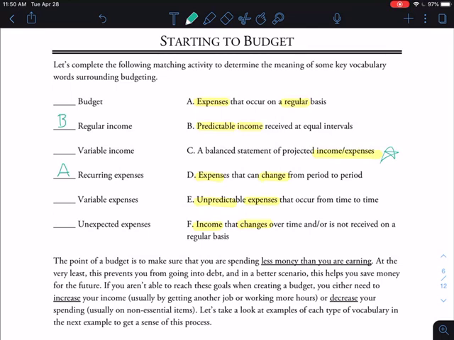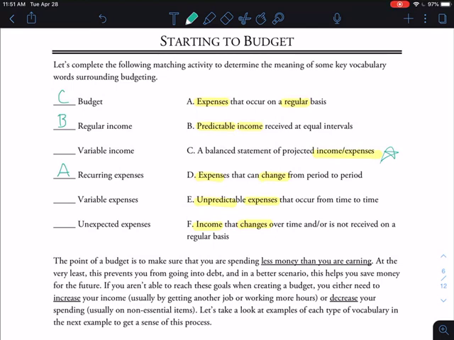Now, C, we starred. That was our unique one, right? If you remember when I was explaining this activity, I didn't actually ever highlight budget, and that's because it doesn't have any of those keywords that we were looking for. And so that's where C is going to go. It actually defines a budget. A budget is a balanced statement of projected income or expenses. We're going to dive into what that means a lot more in a little bit, just down here in this paragraph. So let's finish the activity and then I'll explain it.